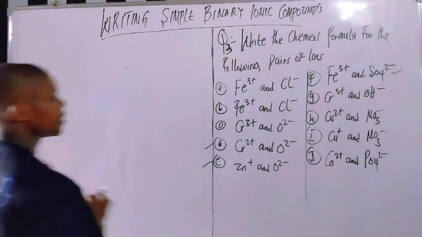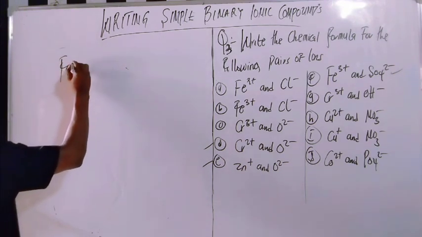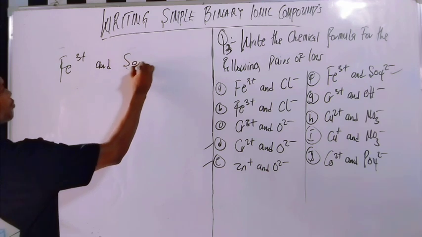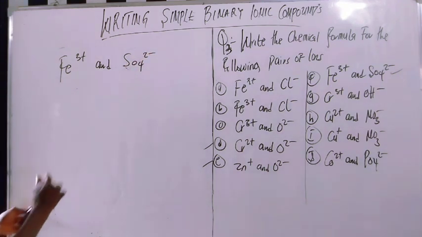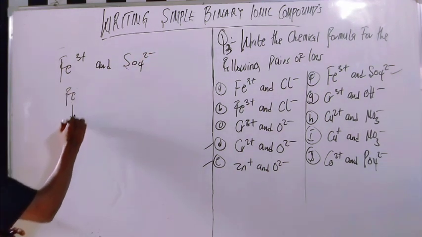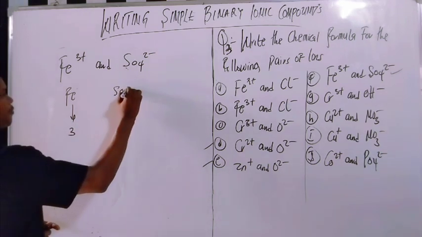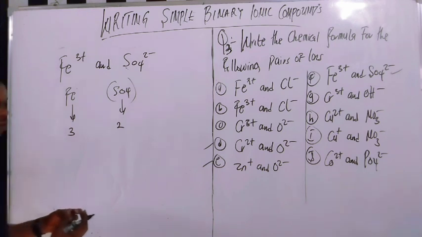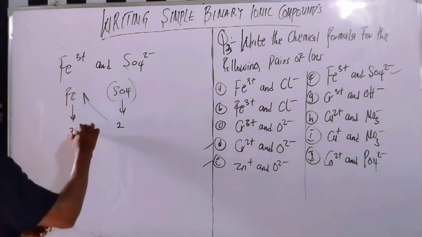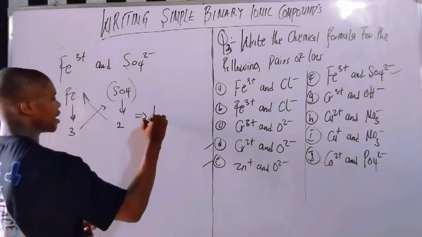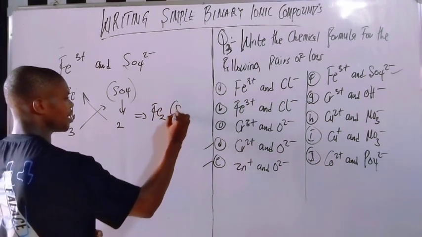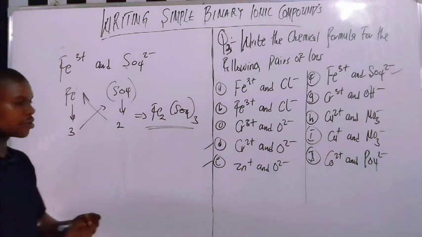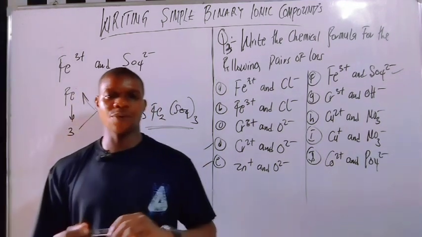So here we have Fe3+ and SO4 2-, right? So here we have Fe, which is 3, SO4, which is 2, right? Remember this one must be in brackets because it's a polyatomic ion. So this guy moves here and this guy moves here. So what are you going to get? You're going to get Fe2(SO4)3. That is it.